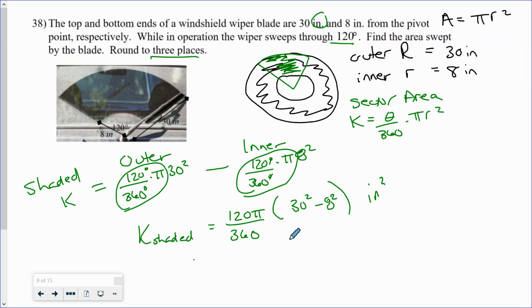If I was doing this in my calculator, I would do this part first or use parentheses. It's up to you. The last thing I would do would be the division, but you see what works best for you. I'm getting 875.457 inches squared. All right, one more.